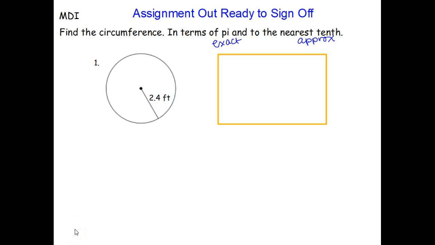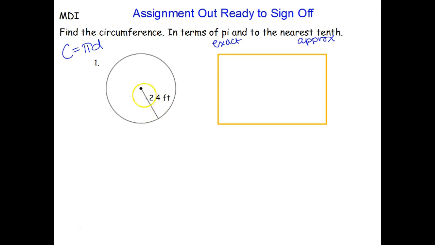All right, MDI today is dealing with circumference again. So in terms of pi just means exact, and to the nearest tenth just means approximate. So remember that the formula for circumference is just pi times diameter.